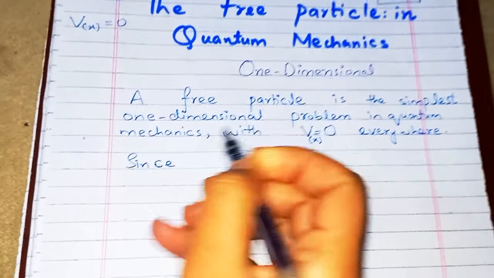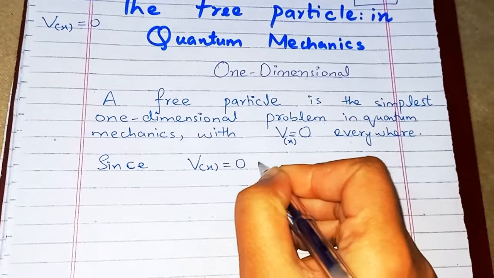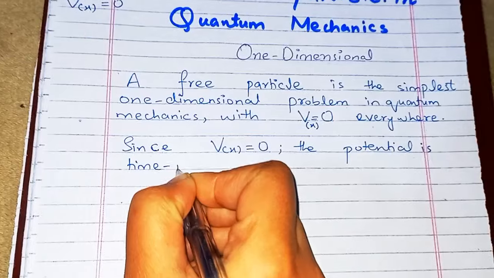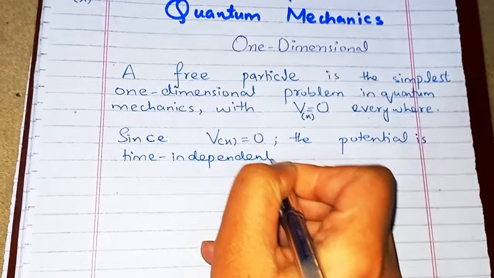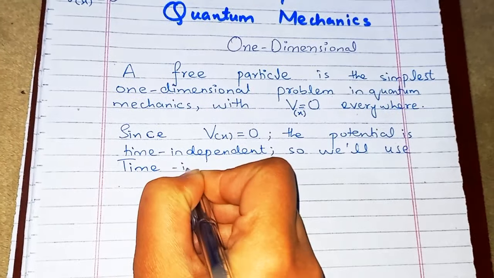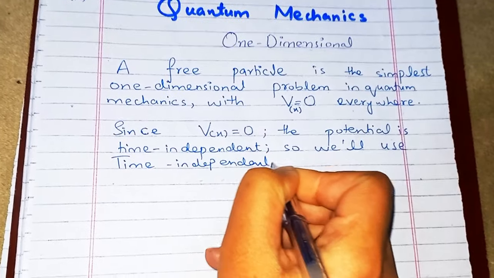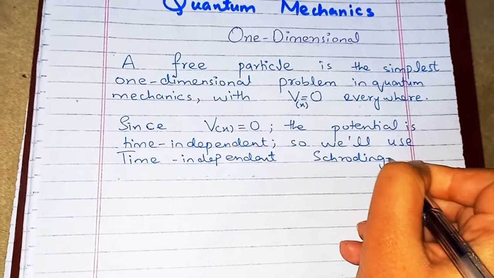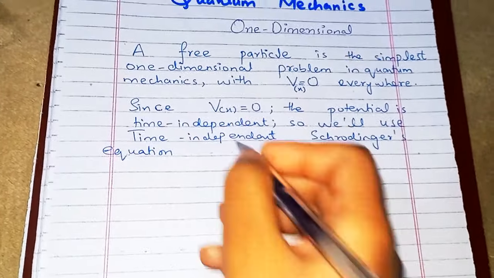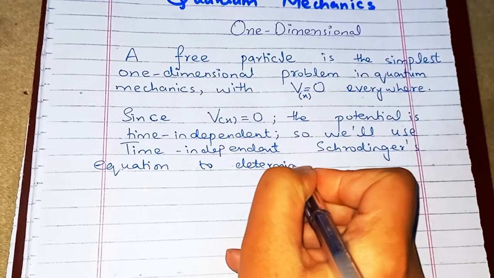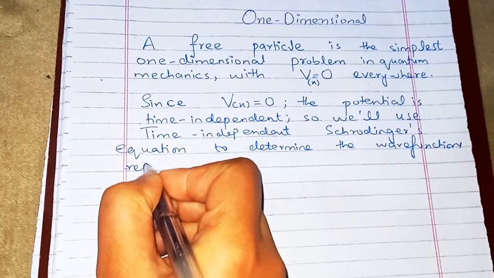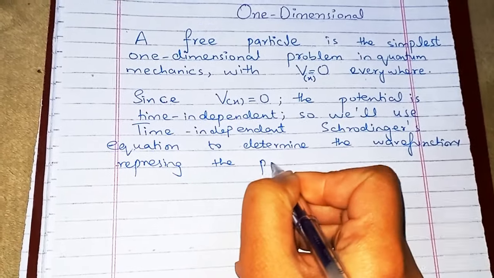Now let's mention this. Since V of x equals 0, the potential is time independent, so we will use the time independent Schrödinger's equation to determine the wave function representing the free particle.